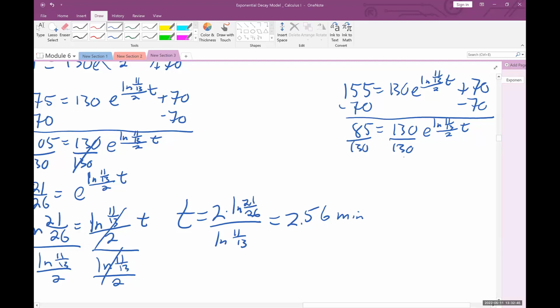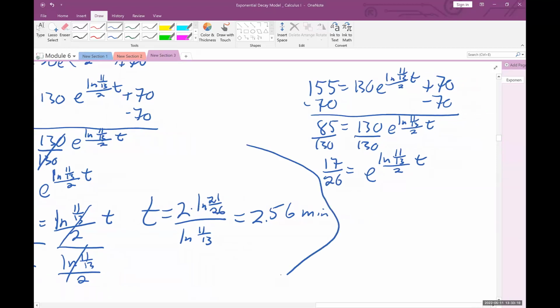So what does that reduce down to be? 85 over 130. That's 17 on top, 17 over 26. Thank you. That's one of the nice things in the 89, which I don't have with me, is it'll reduce fractions for you. That's going to equal e to the natural log of 11 over 13, over 2 times t.